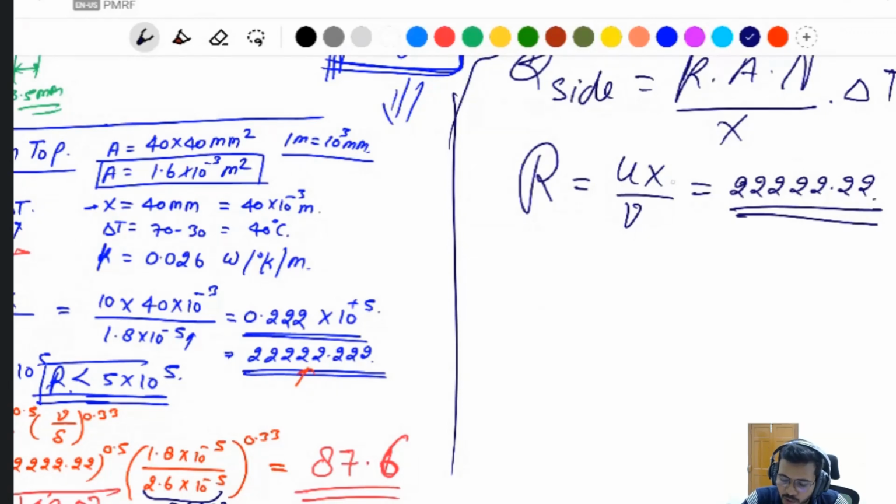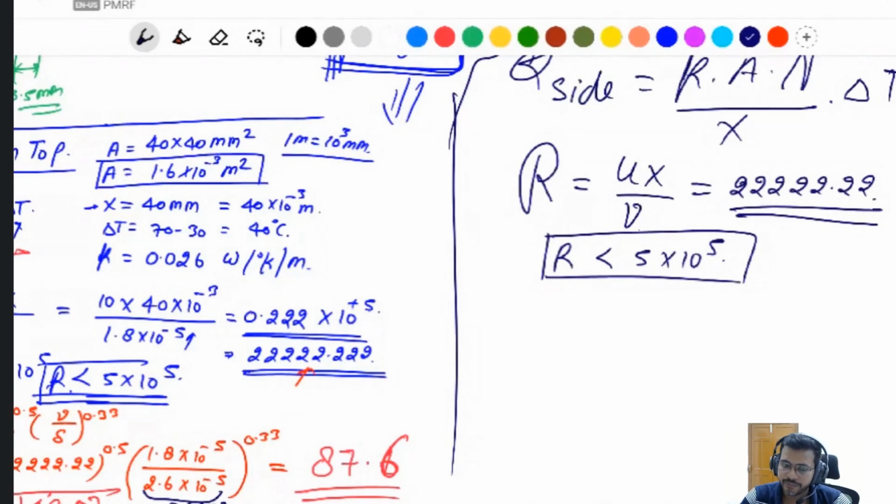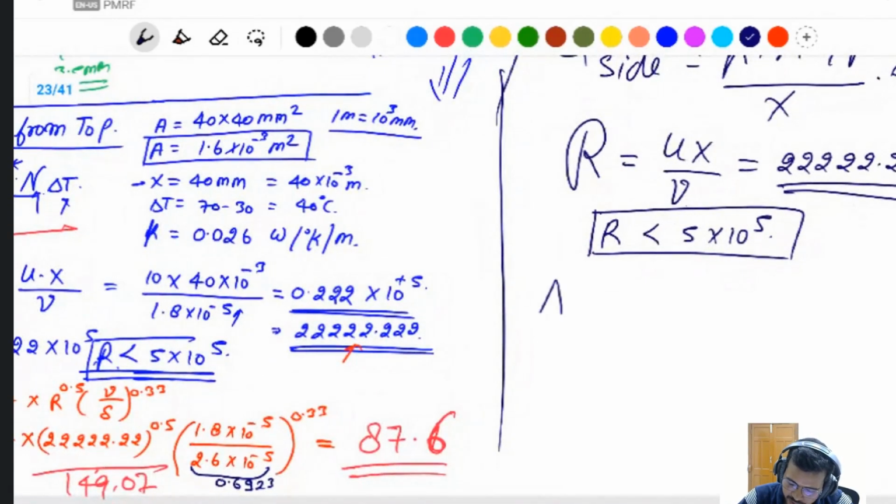X will be the same for 40 mm. Velocity is not changed, velocity is the same, 10 meter per second, and viscosity is also the same. That's why the Reynolds number will be the same. Then you can say Reynolds number is also less than 5 into 10 power 5. In the side view, this will also be the same Reynolds number. Then use the same formula to find the Nusselt number.